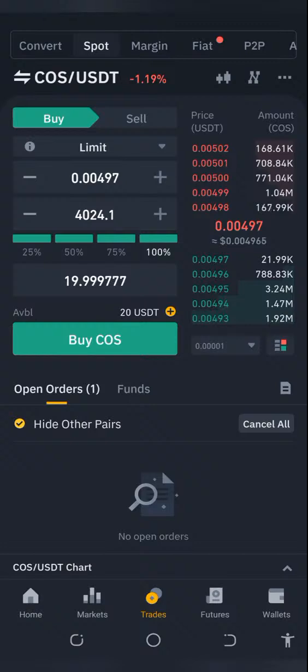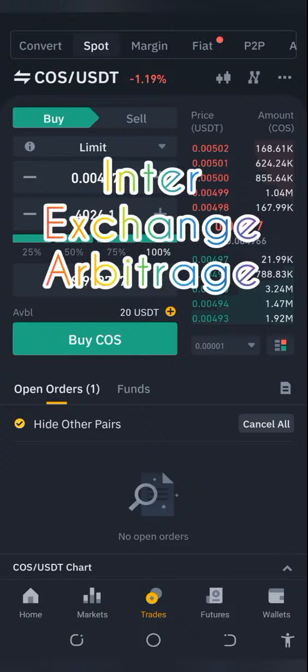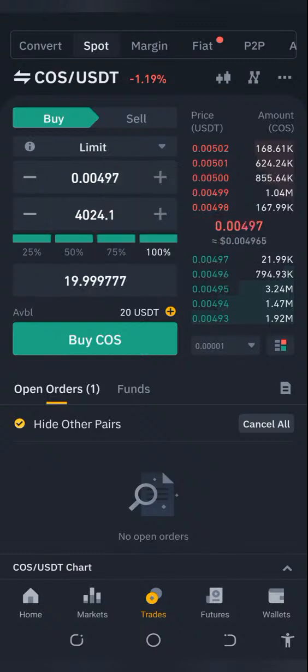Anyway, I think I've given you the information that you need on how you can actually make money in any of these three different options: inter-exchange arbitrage, spot trading, and triangular arbitrage.